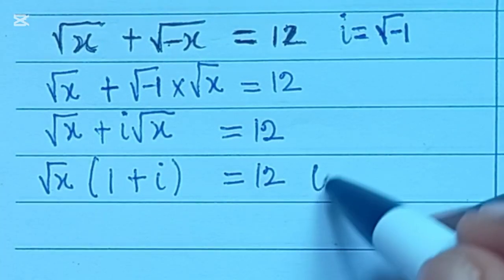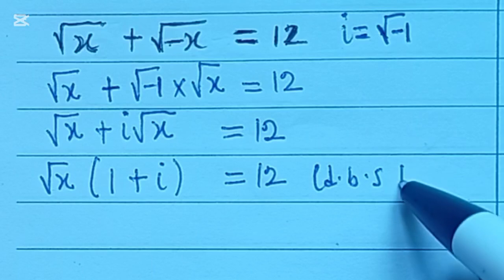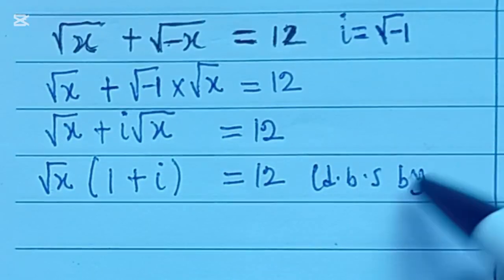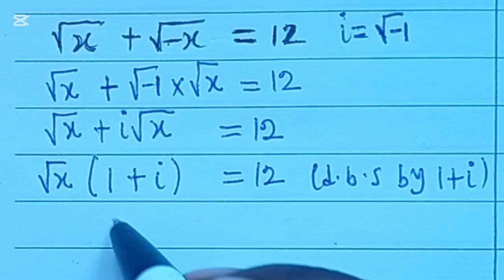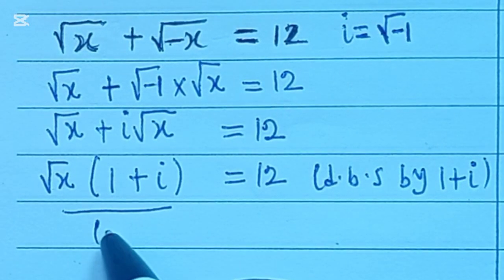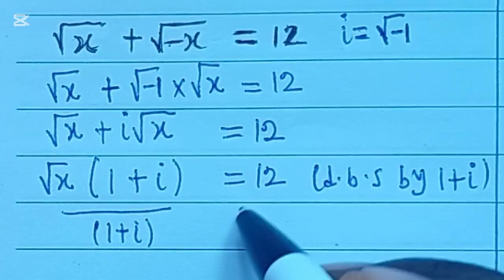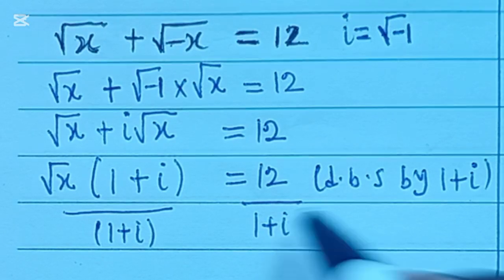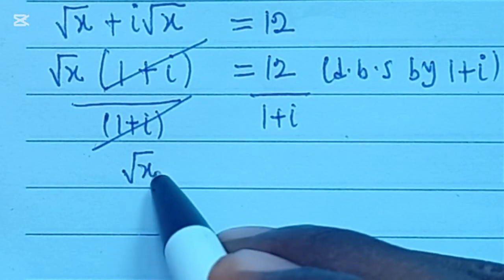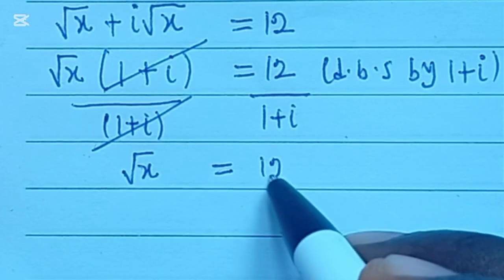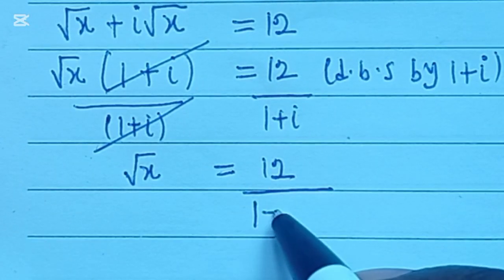What we can simply do is to divide both sides by the coefficient of the square root of x, which is 1 plus i. And when we do that, we're going to be left with 1 plus i on this side, and then 1 plus i on this side. So when we do this, this cancels out this. We are left with the square root of x is equal to 12 over 1 plus i.